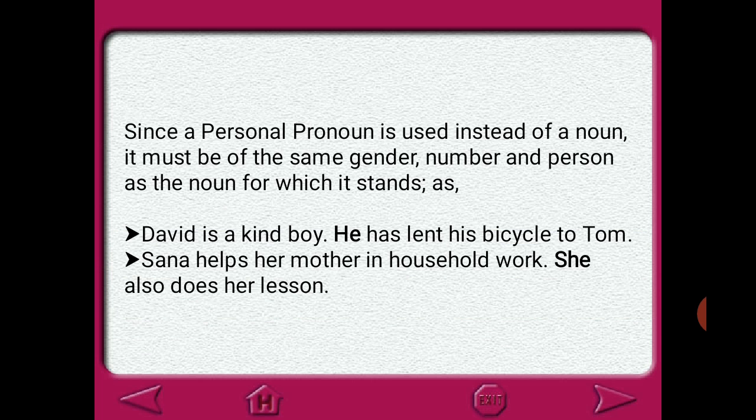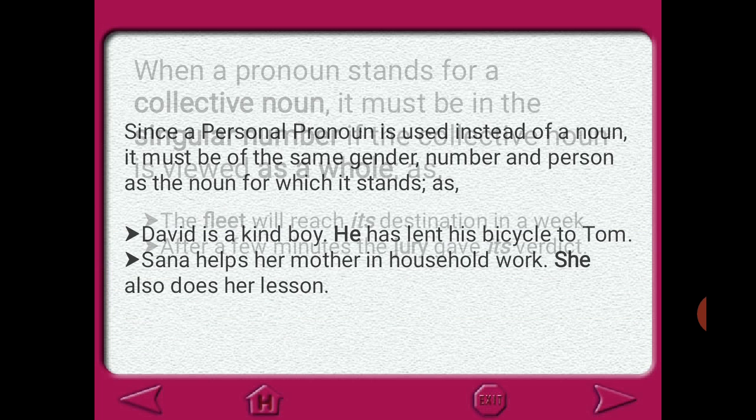Then see the next example. Sana is a girl's name. Sana helps her mother in household work. She also does her lesson. So he and she are the personal pronouns, and what they are saying is that the personal pronoun used instead of a noun should be of the same gender, number, and person as the noun.